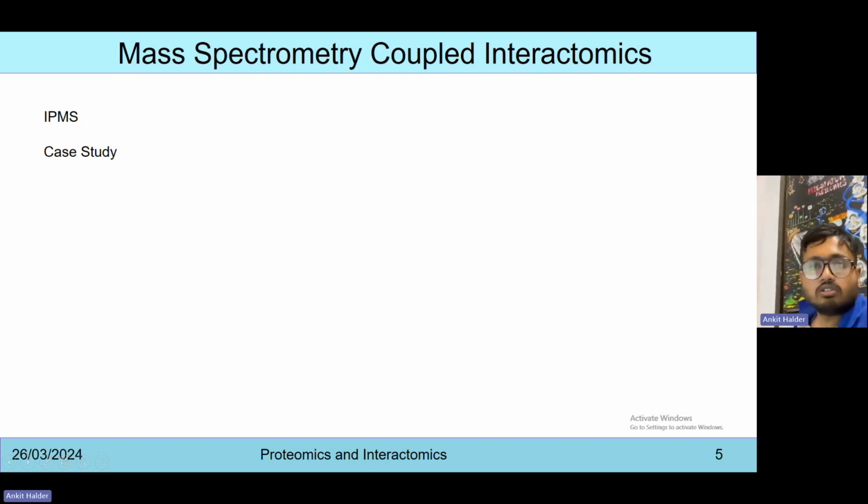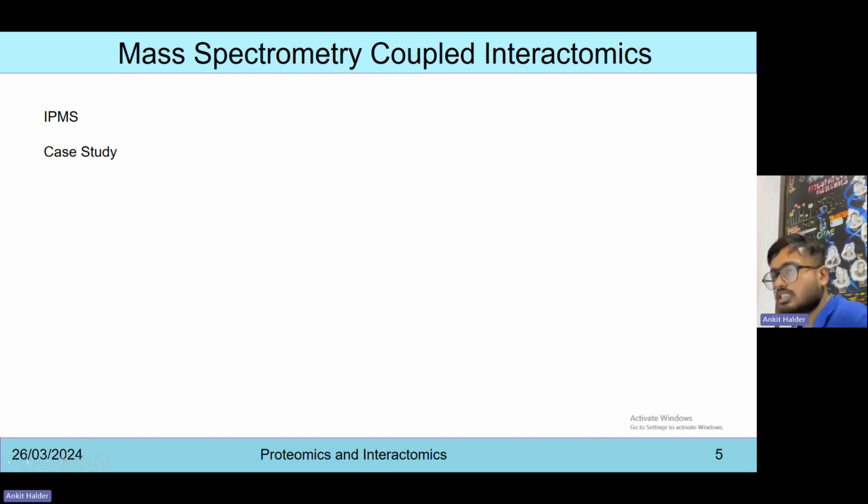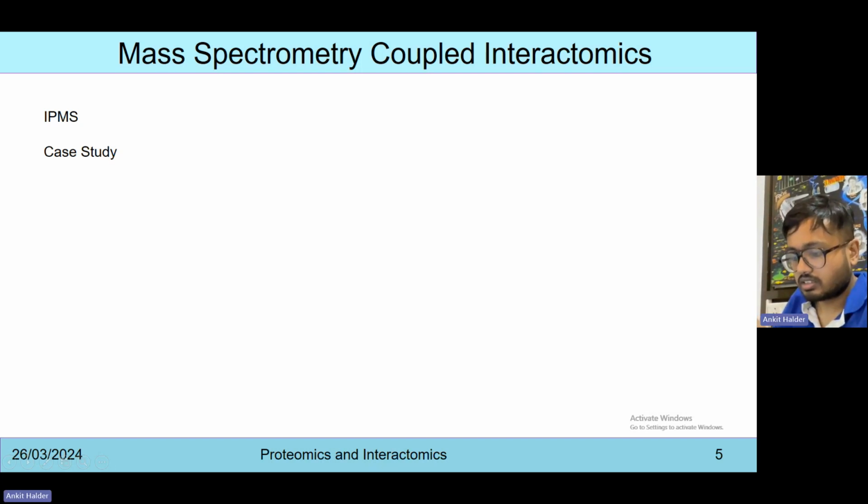We will now be looking at an IPMS, a case study for immunoprecipitation coupled mass spectrometry for static interactions. It has been an Alzheimer's IPMS.